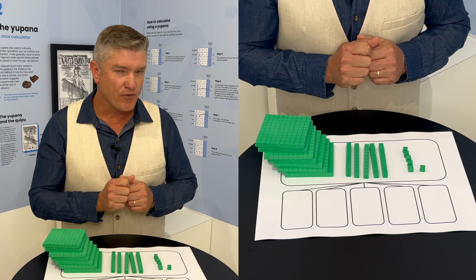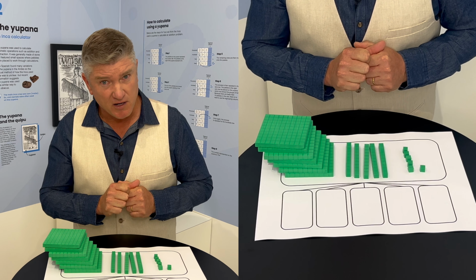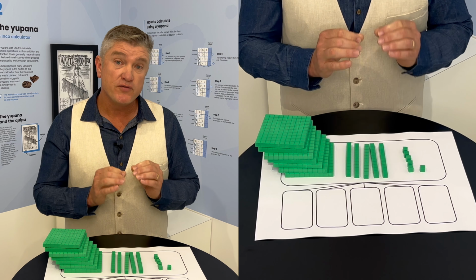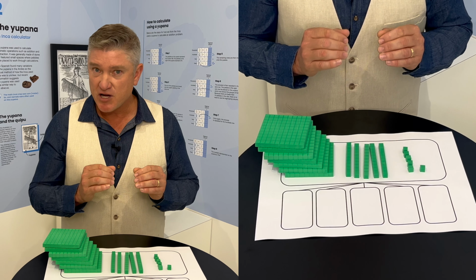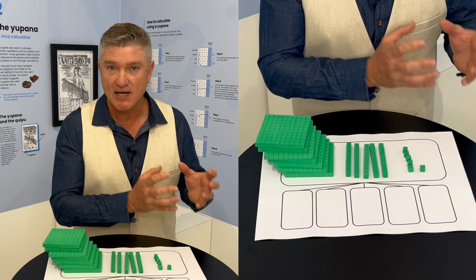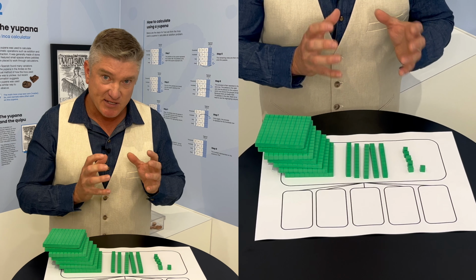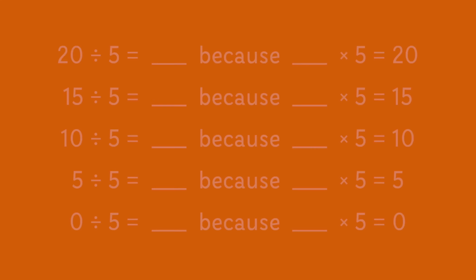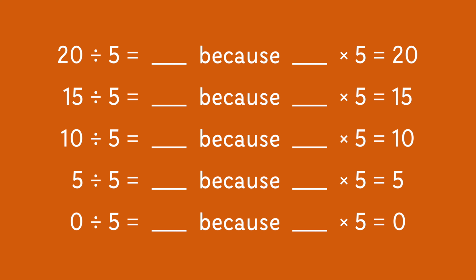Now you might be wondering, is 0 divisible by 5? Well, we can prove that using the inverse operation, which in this case is multiplication. Let's look at these number sentences together. I've created a pattern of number sentences to make this easier to see. 20 divided by 5 is 4 because 4 times 5 is 20. 15 divided by 5 is 3 because 3 times 5 is 15. 10 divided by 5 is 2 because 2 times 5 is 10.